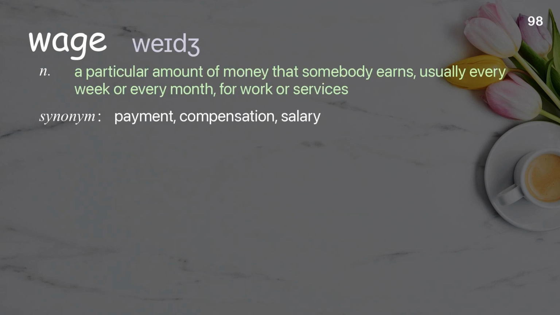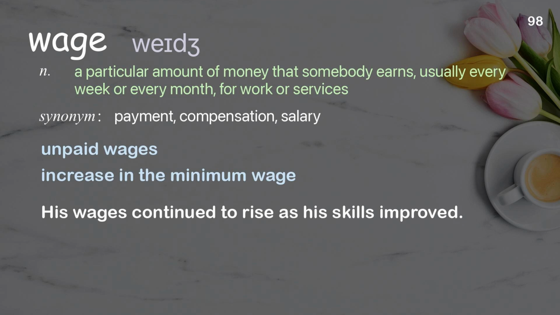Wage. A particular amount of money that somebody earns, usually every week or every month, for work or services. Examples. Unpaid wages. Increase in the minimum wage. His wages continued to rise as his skills improved.